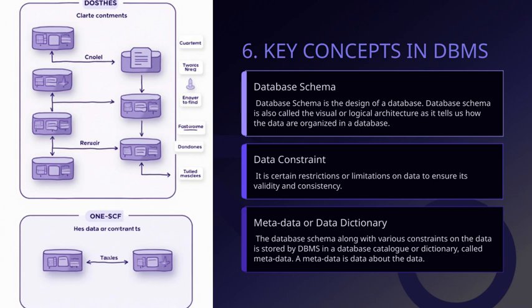Finally, we come to metadata or the data dictionary. This is where the database schema and all the constraints are stored by the DBMS. It's often called the database catalog or dictionary. Essentially, metadata is data about the data. It describes the structure, constraints, and organization of the database itself. This makes it easier to manage and understand how the data is stored and maintained, tying everything back to the overall goal of efficient, organized data management.